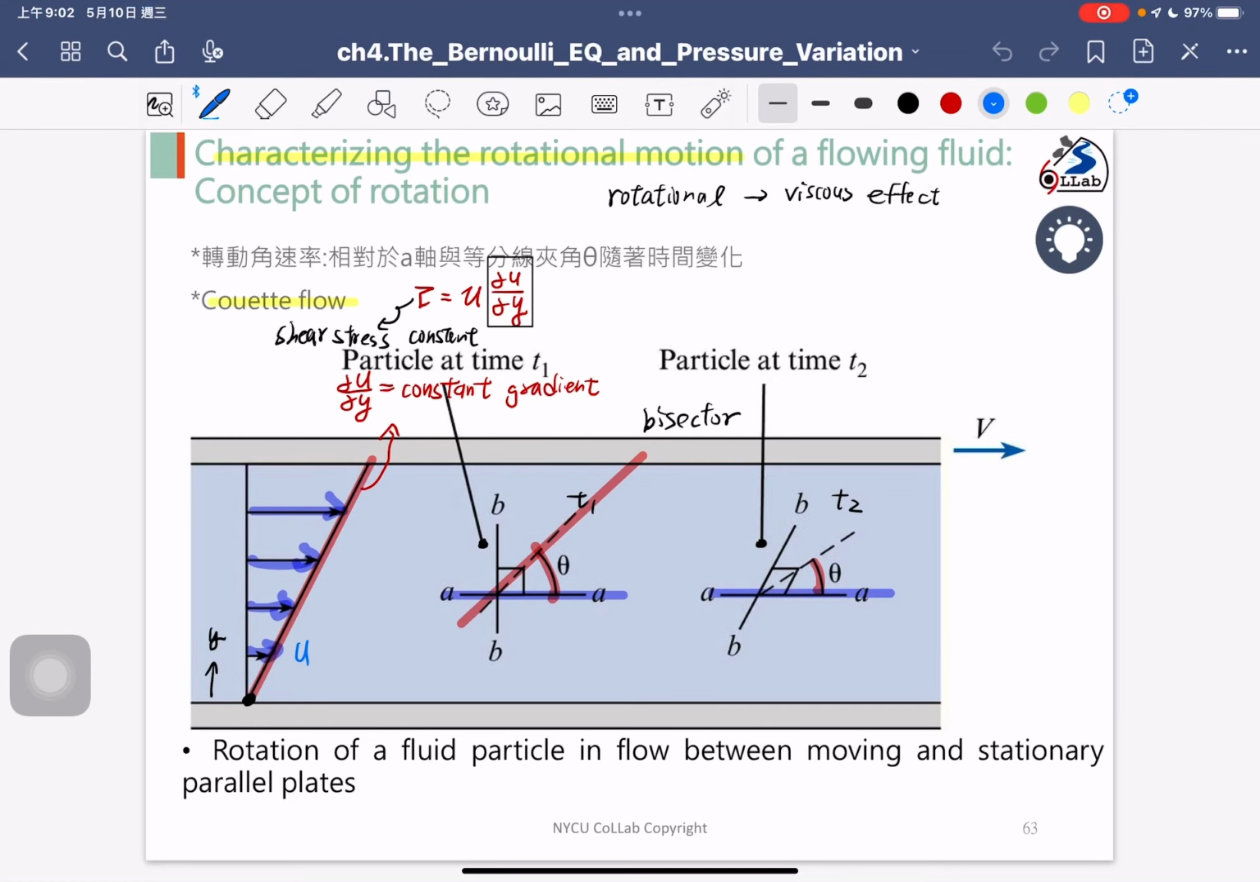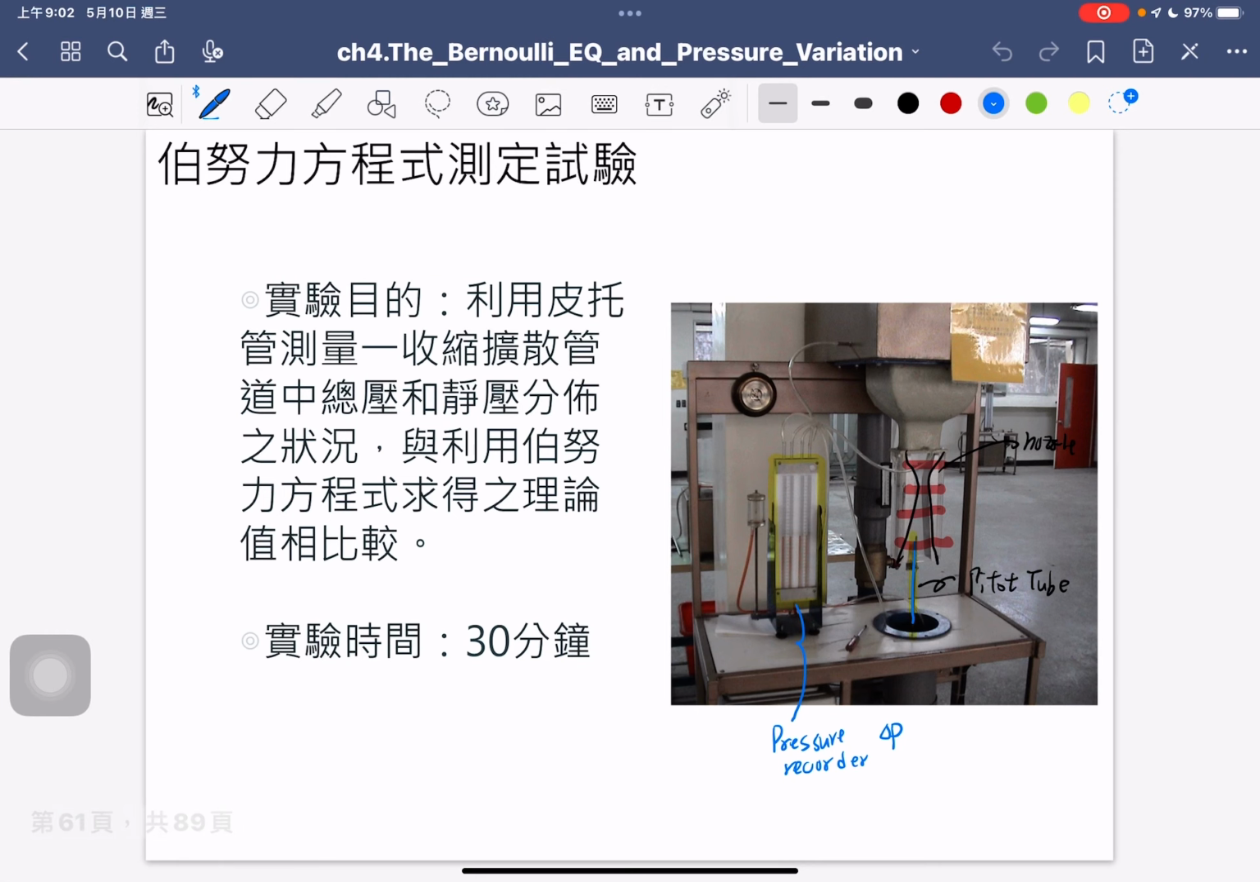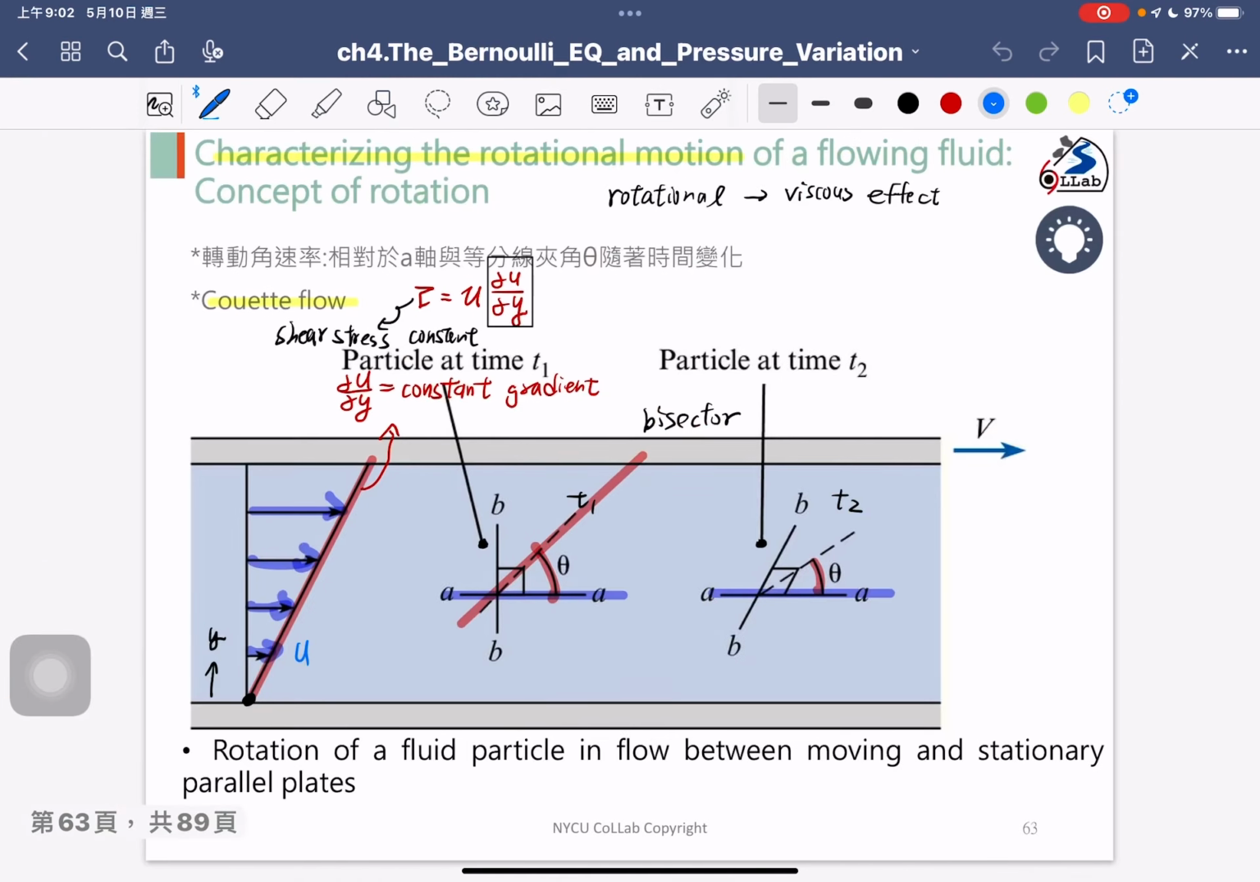So last class we did many exercises and applied the Bernoulli equation to compute the velocity of the flow field. This is the final slide from last week, and we stopped here because we changed the flow conditions. Right now, I'm going to introduce how we can describe the rotational motion of the fluid.